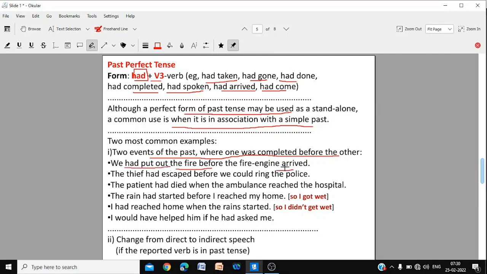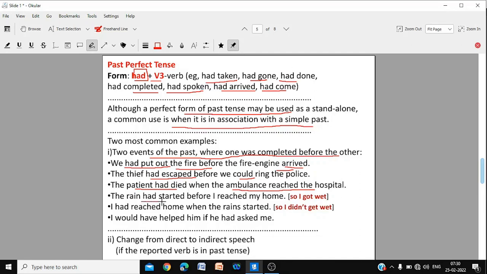The second is in simple past, arrived. The thief had escaped before we could ring the police. The first, had escaped, past perfect. The second, could, in simple past. The patient had died when the ambulance reached the hospital. Had died, past perfect. Reached, simple past.